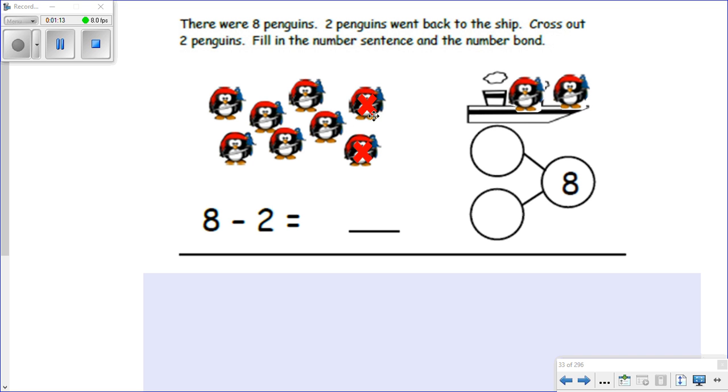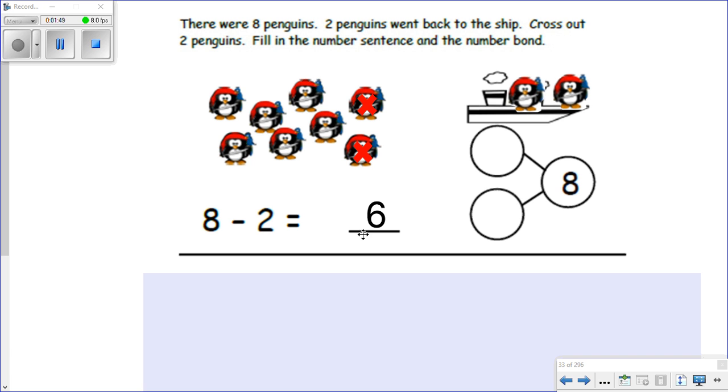But I do have the X's to show the crossing out on a picture because, of course, in your math workbook or on a piece of paper, you can't really make them go over onto the ship like I did. All right, let's fill in our number sentence. 8 minus 2 equals, so we need to count how many are left. 1, 2, 3, 4, 5, 6. So 6 penguins are left.